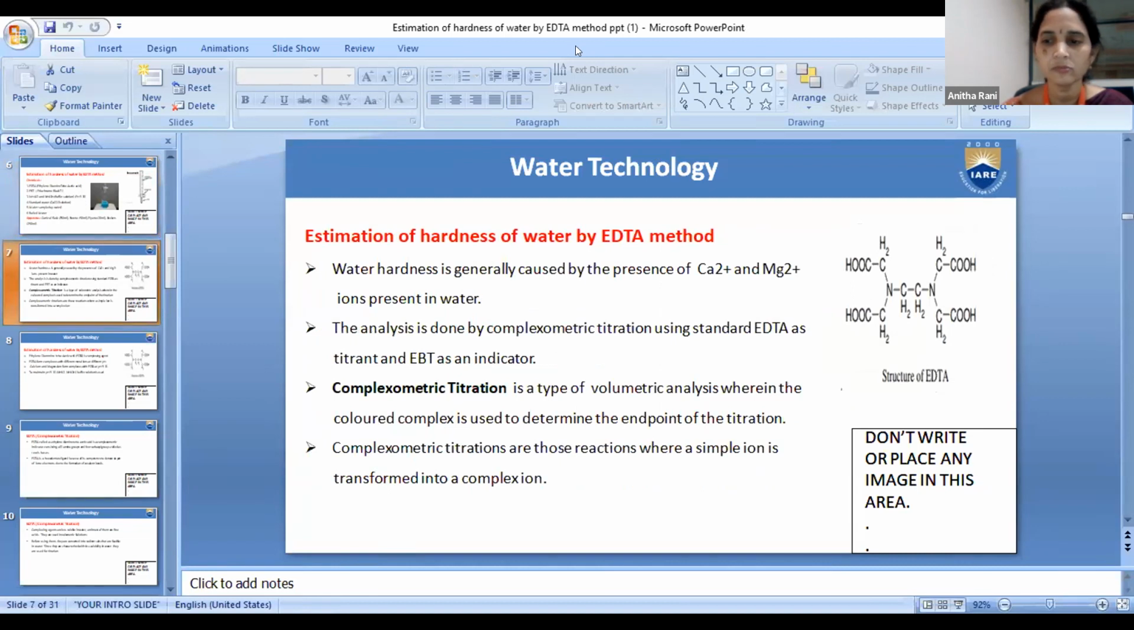Students, hello. Yes, ma'am. You can write the structure of EDTA from the PPT.